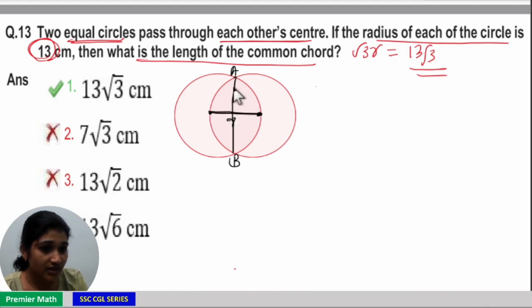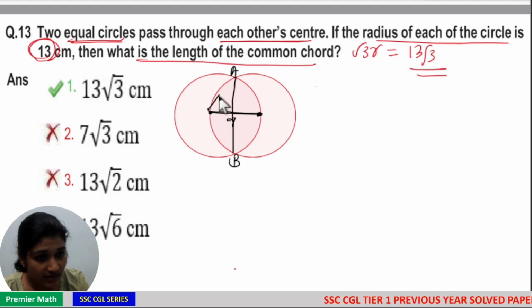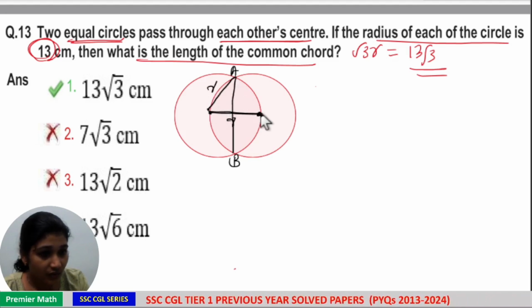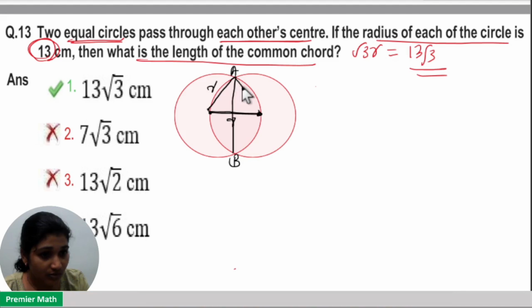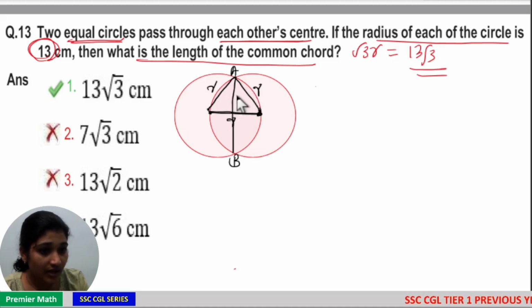This line joining centers bisects this common chord. Now, if you draw a line from the center to this point, this is radius r. If you join this center to this point, this is also radius r. Now, you can see this is an equilateral triangle. All the three sides are equal. And this is the height of this equilateral triangle.